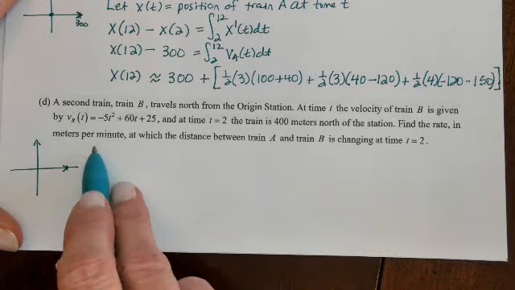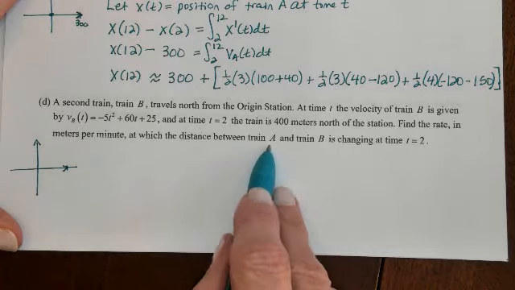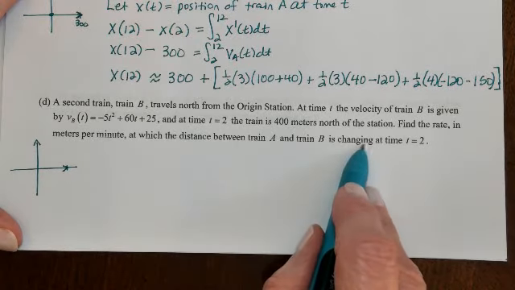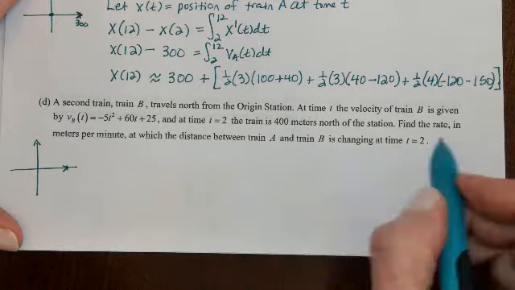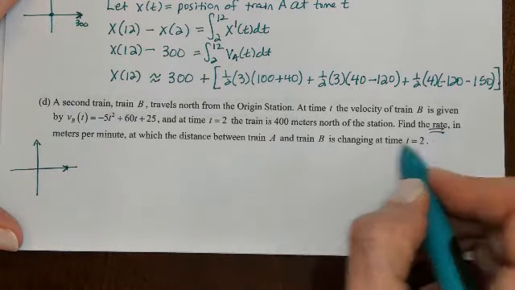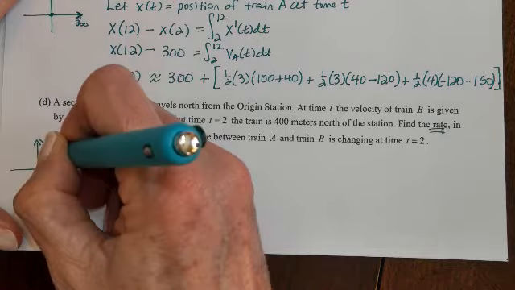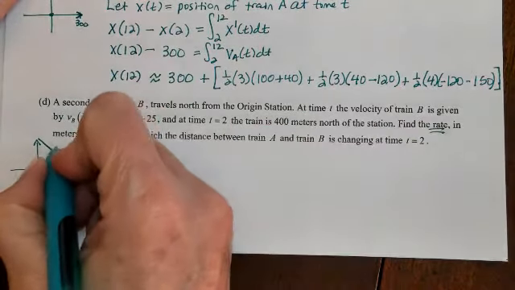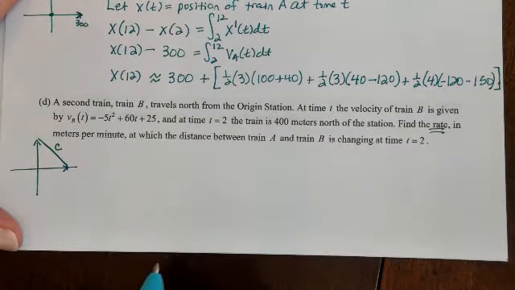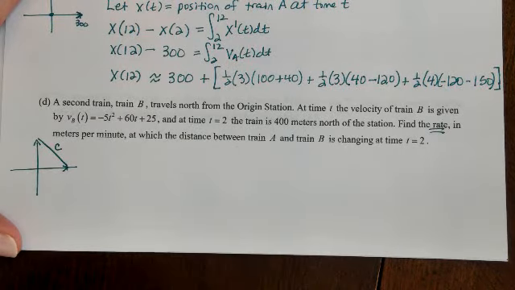Find the rate in meters per minute at which the distance between train A and B is changing. So find the rate at which the distance is changing. There's the distance. I'll call that distance C because I see a little triangle there. You can call it anything you want, but I'm going to call it C here.